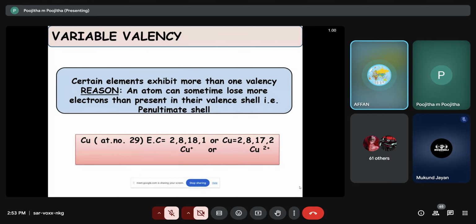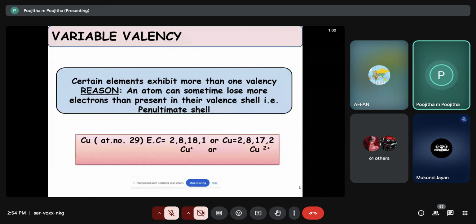Ma'am, if they ask it for 1 mark, we just have to write certain elements exhibit more than one valency, right, ma'am? Yes.